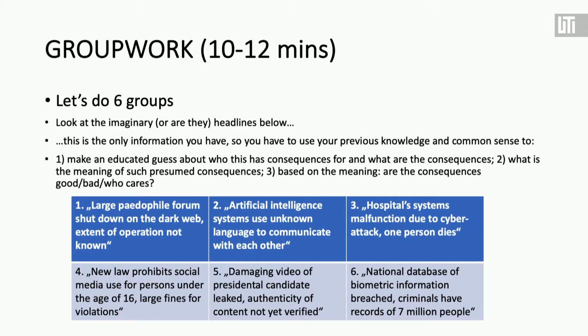And this is what brings us to the first group work. So for the next 10 or 12 minutes, let's do 6 groups and have a look at these imaginary headlines that are provided here, and know that this is the only information you have. So you have to use your common sense and previous knowledge to make educated guesses. What may the consequences be for these people? What is the meaning of such presumed consequences? And what are the value judgments that you make based on these meanings? So let's take 10 to 12 minutes to do some brainstorming and come up with some hopefully cool outcomes.